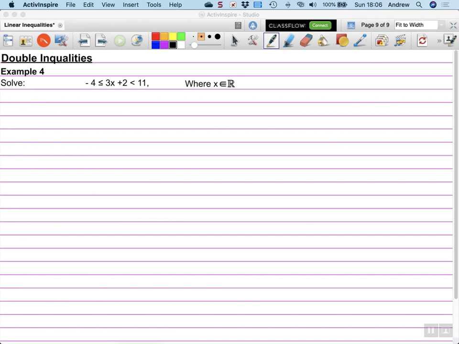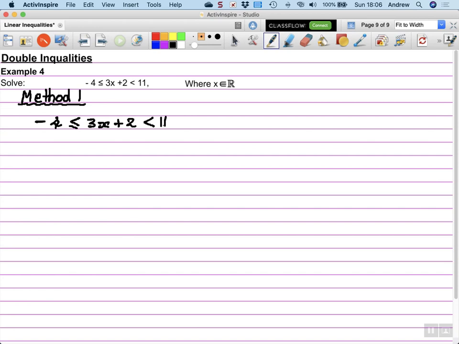Now we're on to the last example. There's two ways of doing it. So the method 1, I would do on the left, and I'll do method 2 on the right hand side. So you've got minus 4 is less than or equal to 3x plus 2 is less than 11. Once again, you're looking at real numbers.